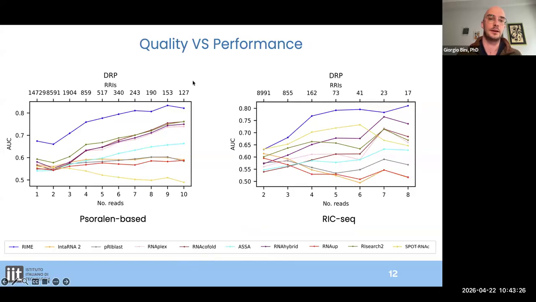And here we can see the relation between the quality of the data, represented by the number of chimeric reads supporting the interaction, and the performance, which is represented by the ROC AUC. And here we can see that on both psoralen-based and RIG-seq datasets, there is a nice monotonic trend on almost all the tools. And interestingly, RHYME is always the best performing tool.